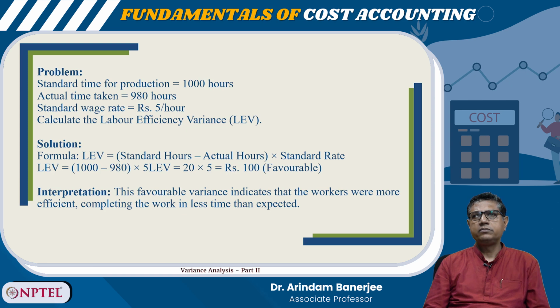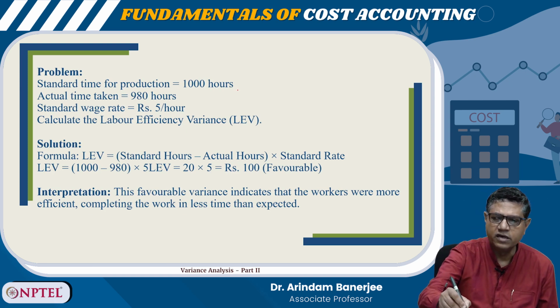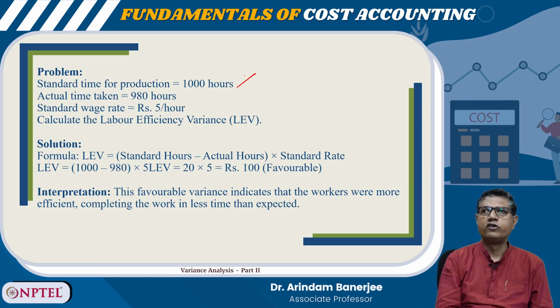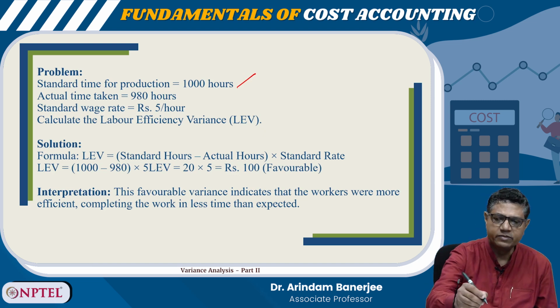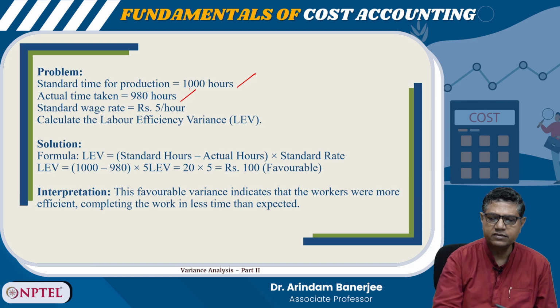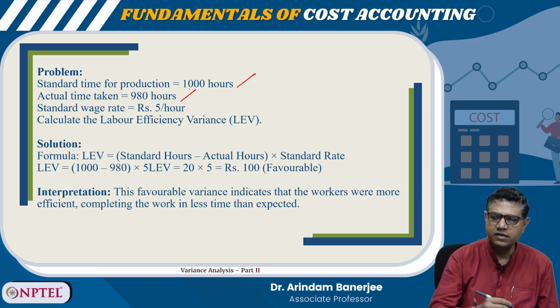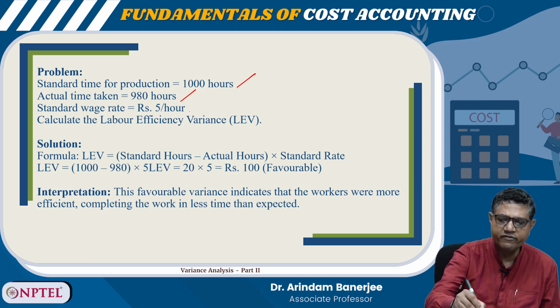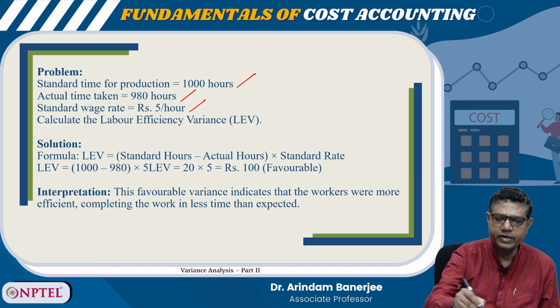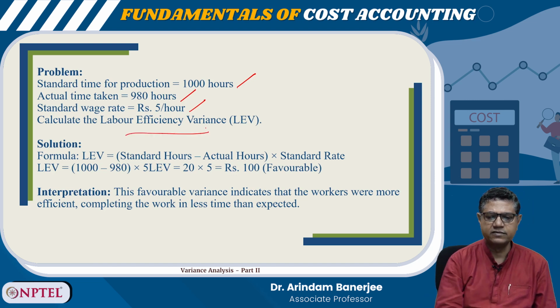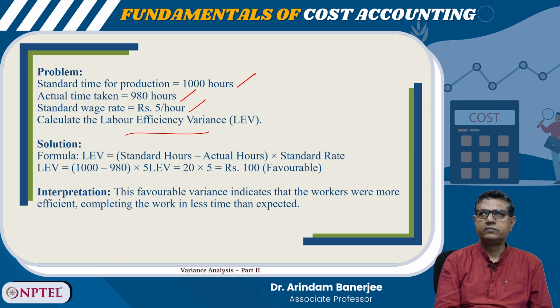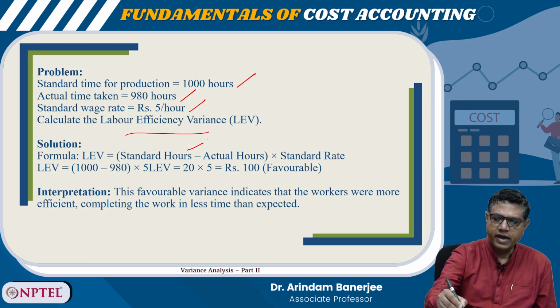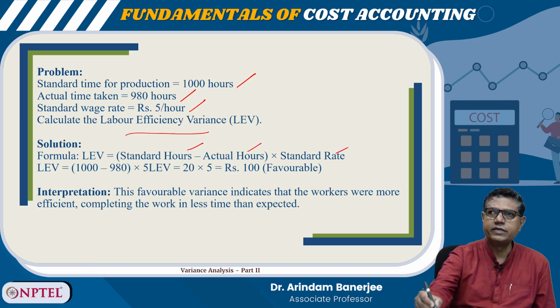Here is the problem. We can solve this problem like this. 1000 hours is the standard time for production. Actual time taken is 980 hours. Standard wage rate is 5 per hour. Calculate the labor efficiency variance. What is the formula? The formula is standard hours minus actual hours into standard rate.